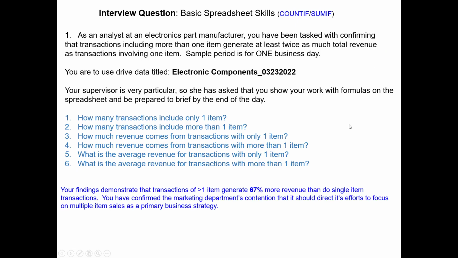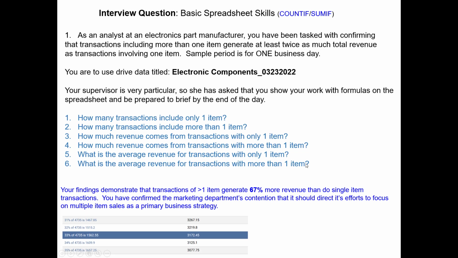So let me close out on our slide, and our findings demonstrate that transactions of greater than 1 item generate 67% more revenue than do single item transactions. So that's the percentage generator. You have confirmed the marketing department's contention that it should direct its efforts to focus on multiple item sales as a primary business strategy. So 33% of 4735 is 1562. So 100% minus 33% is 67%. So 67%, their contention was it was about half.